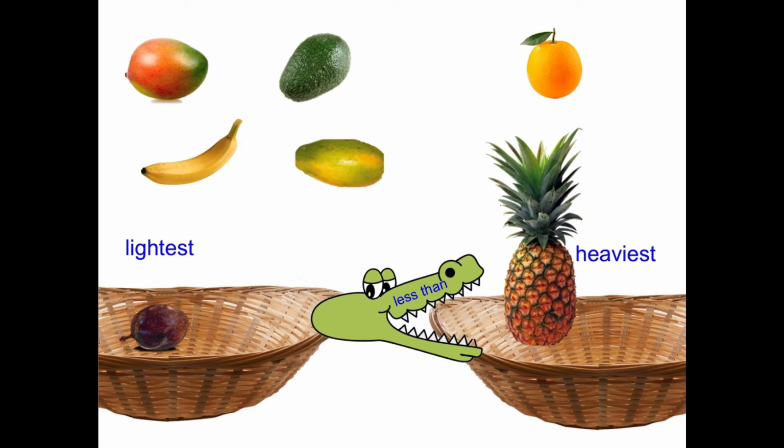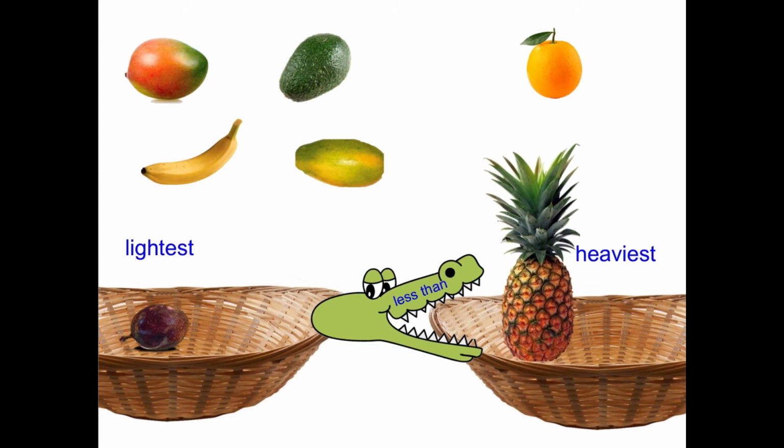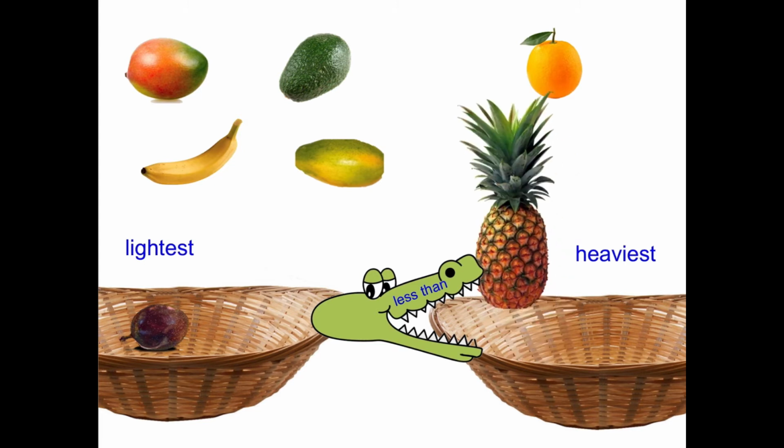So in the middle we've got our crocodile sign. So remember, the crocodile always eats what's biggest, and that also applies to weight and length. It always eats the biggest one, so in this case it's the heaviest one. So I think we can predict that the pineapple is definitely heavier than the passion fruits.